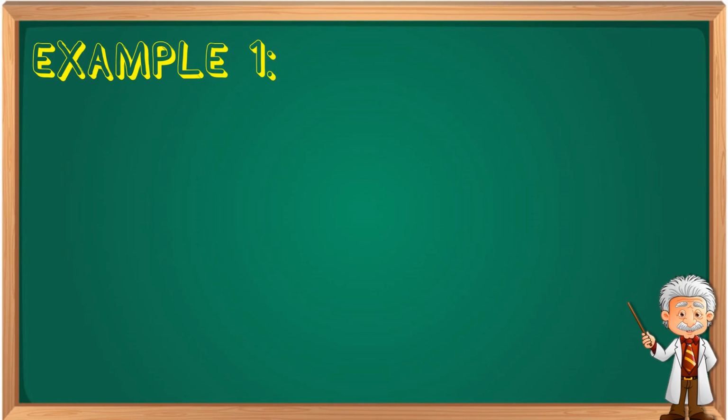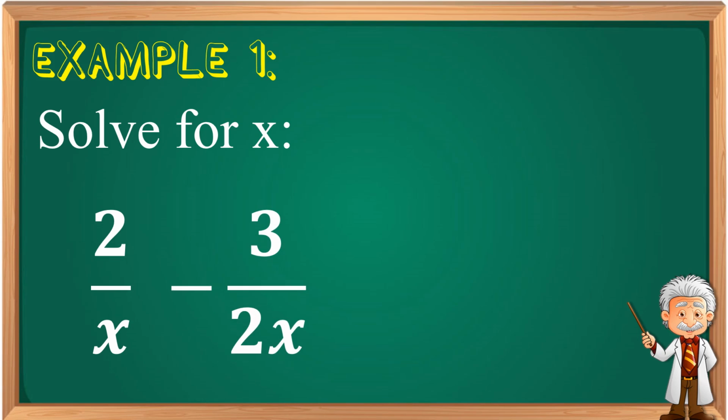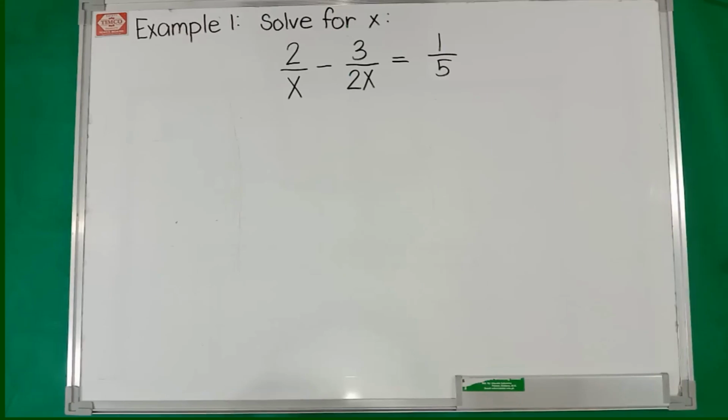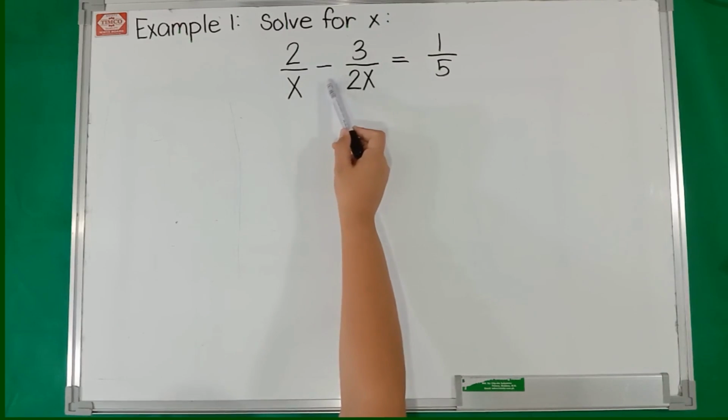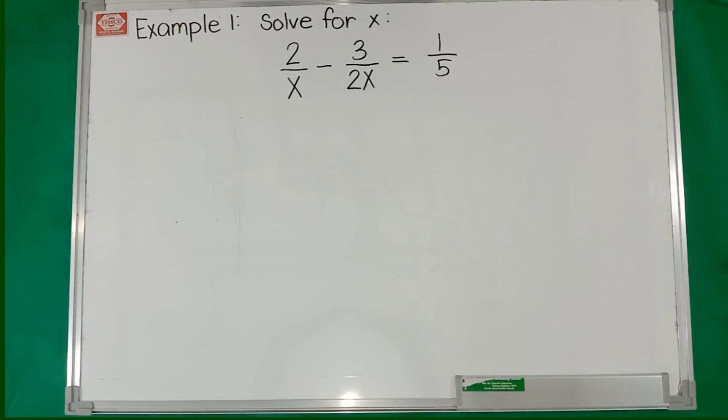Let's have example 1. Solve for x. 2 over x minus 3 over 2x is equal to 1/5. In our example 1, we are asked to solve for x. So in this equation, we have 2 over x minus 3 over 2x is equal to 1/5. We have to find first the LCD. So in order to find the LCD, we have to list down all the denominators vertically.